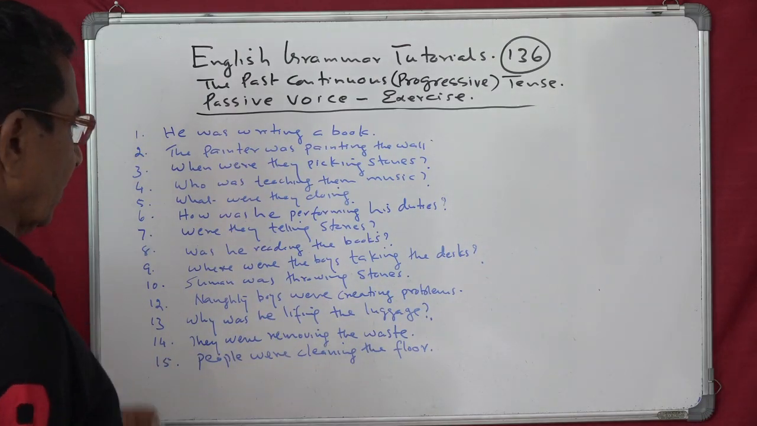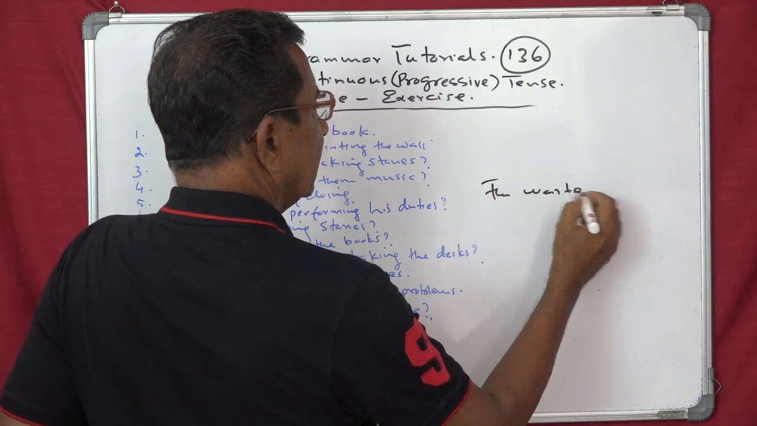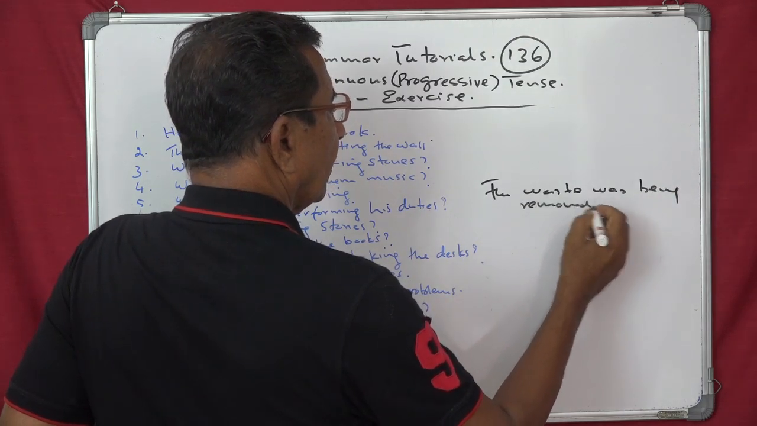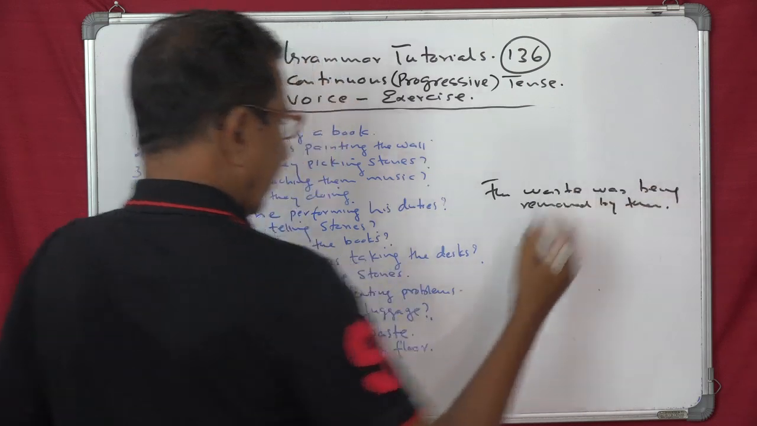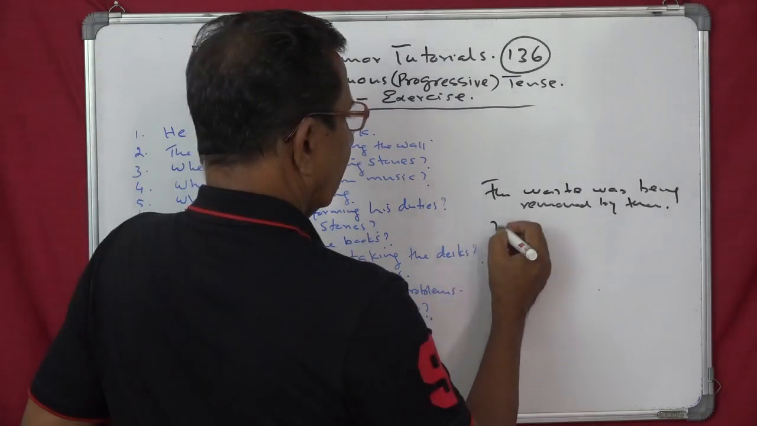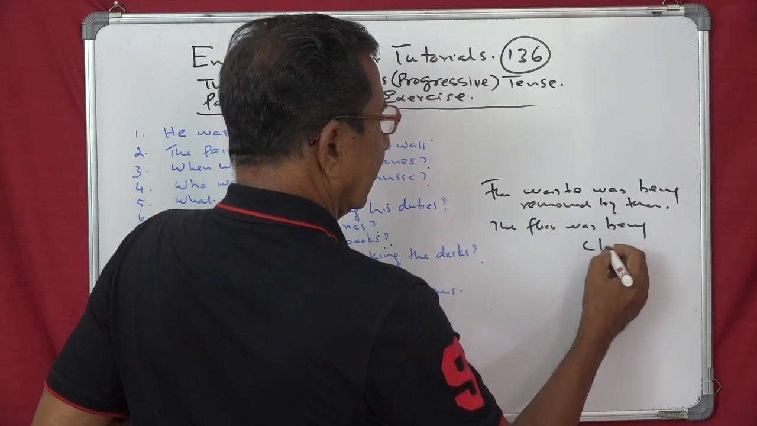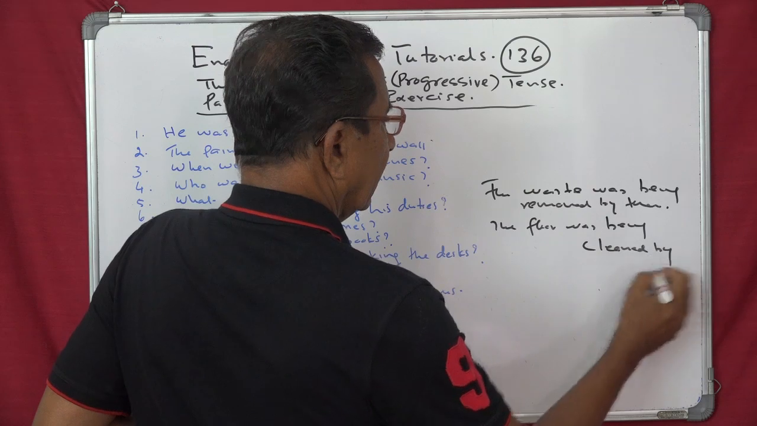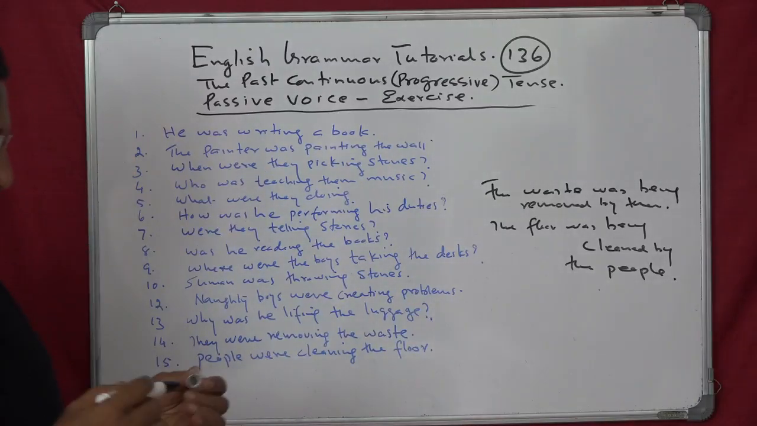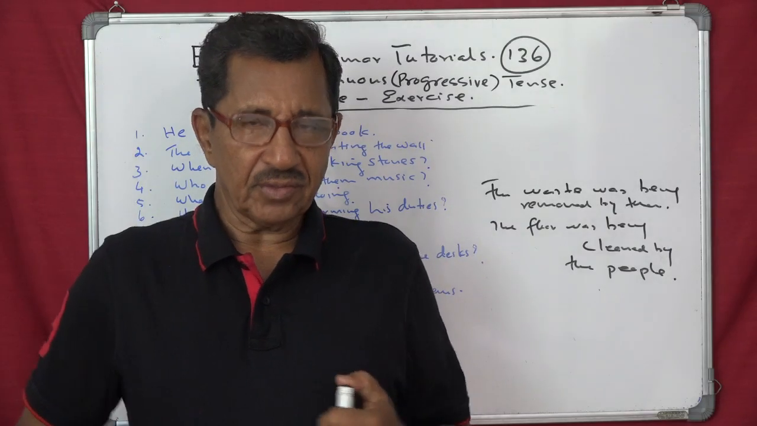Now, they were removing the waste. The waste was being removed by them. First one. And the last one, people were cleaning the floor. The floor was being cleaned by the people. Understand? So that is very easy, I think. Now it is clear. Now you do some more exercise, some more sentences.